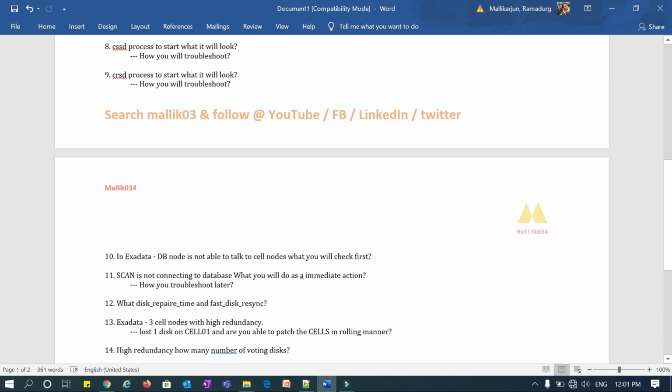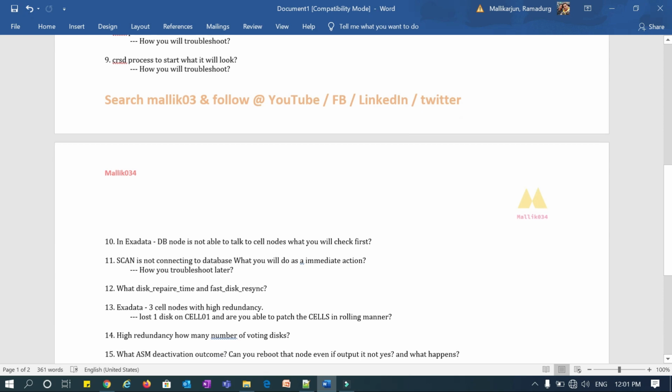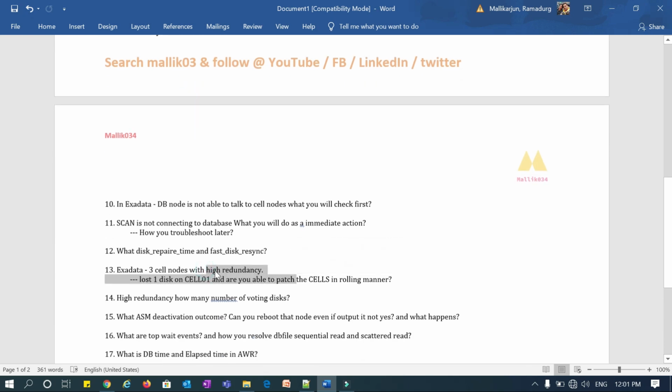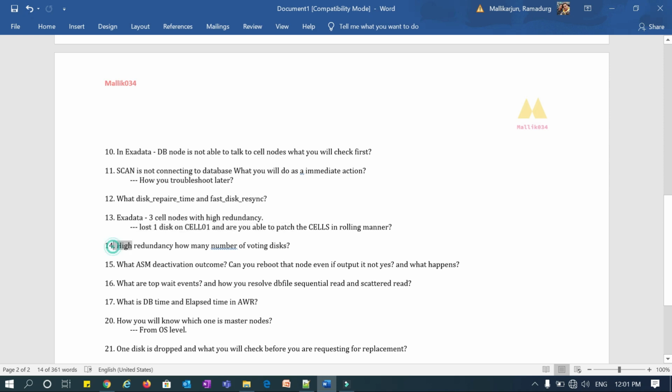Are you able to continue with your patching of cell nodes in a rolling fashion? This is again about the patching process, and it is one of the tricky questions in high redundancy and normal redundancy. Question number 14: in a high redundancy, how many voting disks will you have by default, in Exadata and in a traditional RAC system?